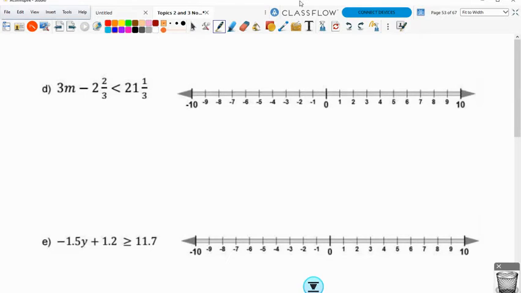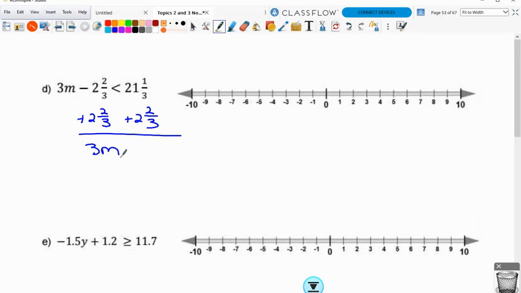In our next example, we have 3m minus 2 2/3 is less than 21 1/3. So this looks a little tougher, but it's really not that bad. Our variable term is on the left. It has the constant negative 2 2/3 with it, which we want to remove. So we're going to start by adding 2 2/3 on each side. So taking a look at the left, negative 2 2/3 plus 2 2/3 is 0. So 3m is the only thing on the left.